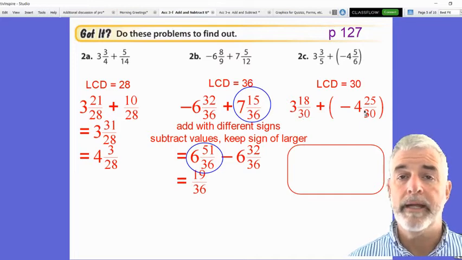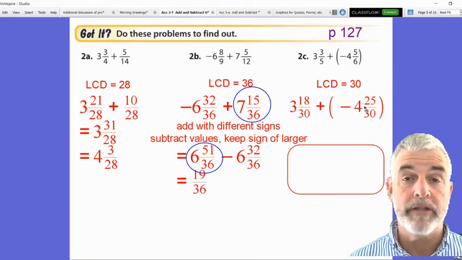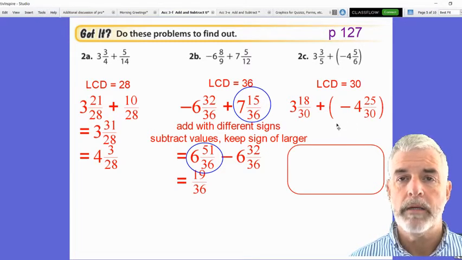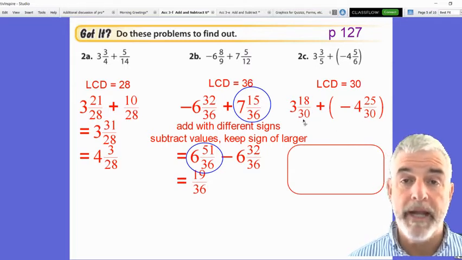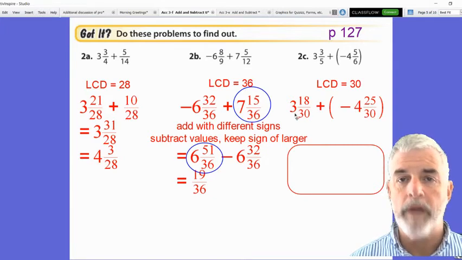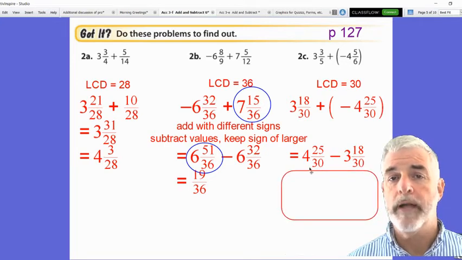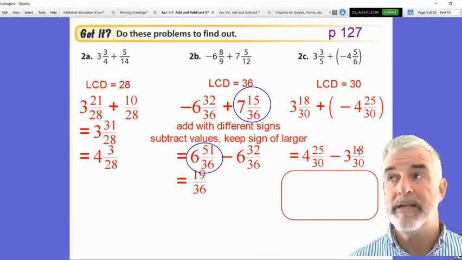Okay, now I look and it's an addition of numbers with different signs, which means I'm going to subtract the absolute values. Do I need to regroup in this problem? No, because 4 and 25/30ths minus 3 and 18/30ths, I can subtract the whole number parts and I can subtract the fraction parts. So it's 1, and 25 minus 18 is 7. So it's 1 and 7/30ths.